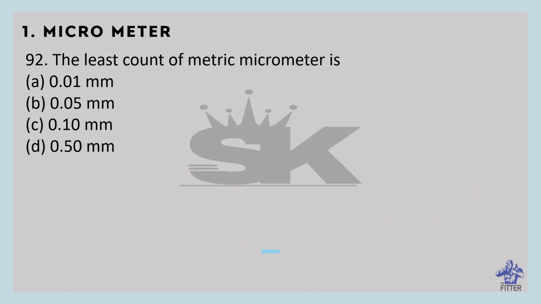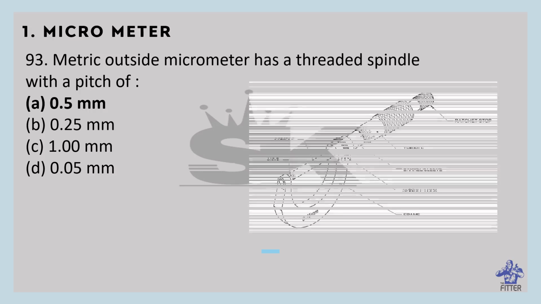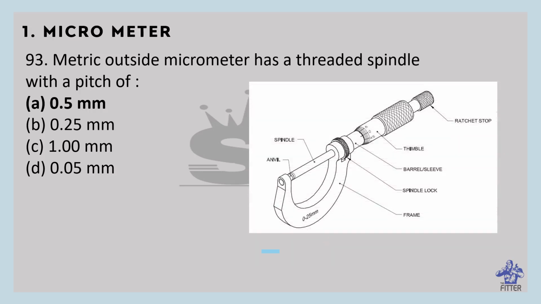The least count of a metric micrometer is 0.01 mm. A metric outside micrometer has a threaded spindle with a pitch of, that is option A, 0.5 mm. A metric outside micrometer has a threaded spindle with a pitch of 0.5 mm, and its least count is 0.01 mm.